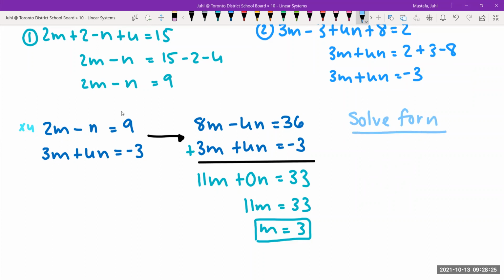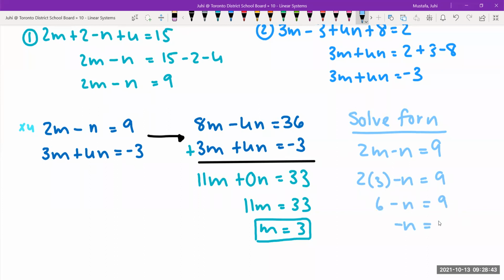Solve for n. This is our final step. So which equation do you think we should take? The first one or the second one? I like the first one. It's probably a little bit easier. So I'm going to say 2m minus n is equal to 9. 2 times 3 minus n is equal to 9. This is going to be 6 minus n is equal to 9.